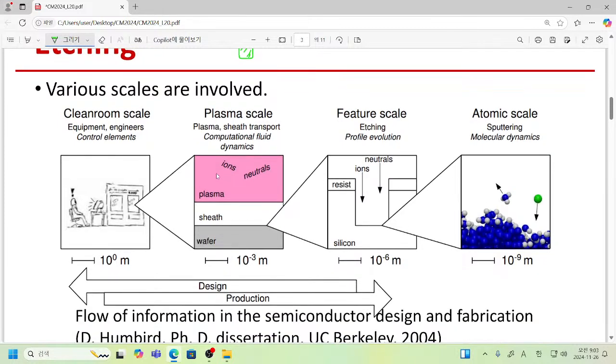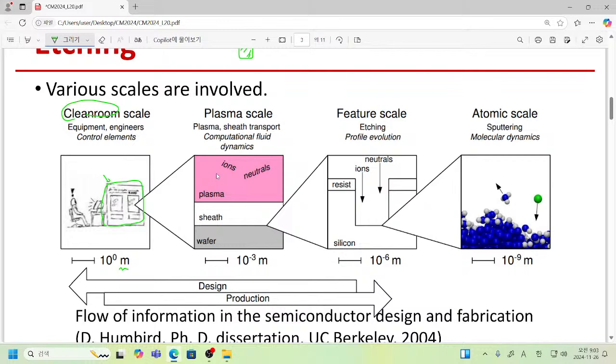there are many various physical scales, such as meter scale or micrometer scale. Let's just think about a clean room. In this clean room we have a facility, and inside this machine, the wafer is being etched. In this case the size is meter scale.